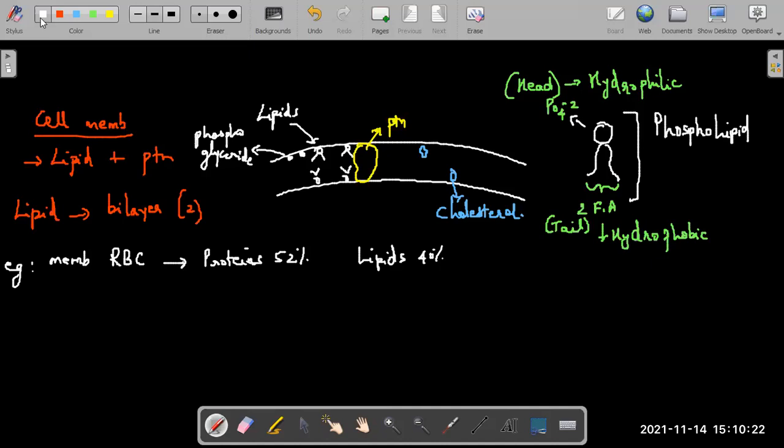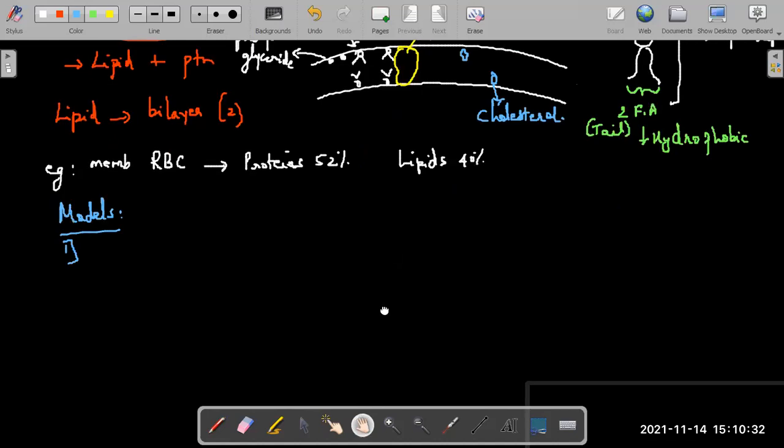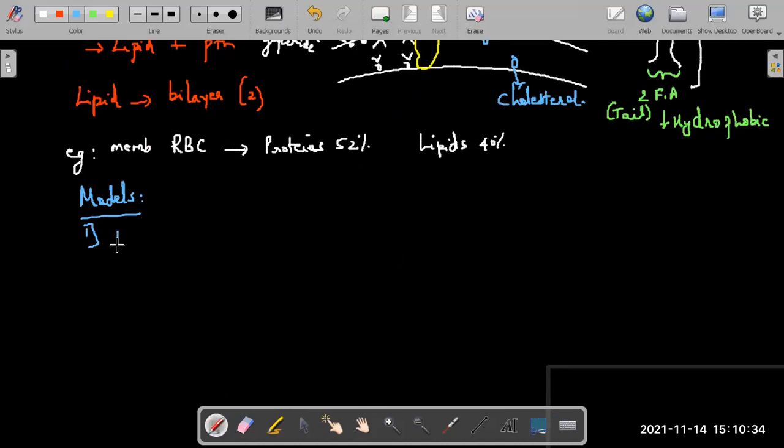Now, based on this, there are various models which are explained. So we are discussing the various models which are explained about the cell membranes. The first model that we are discussing is the trilamellar, also called the sandwich model. Here they say that it consists of a bimolecular layer of lipids which lies between two layers of proteins.